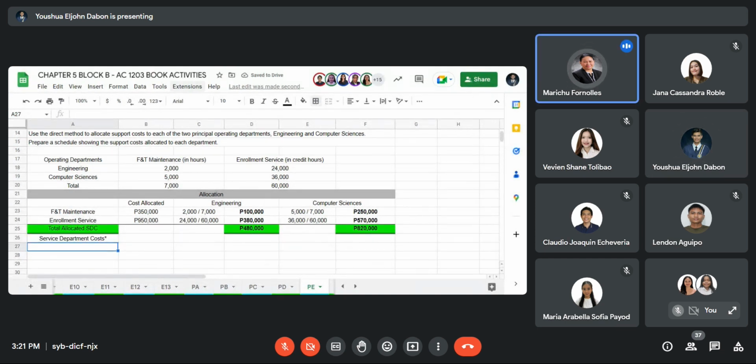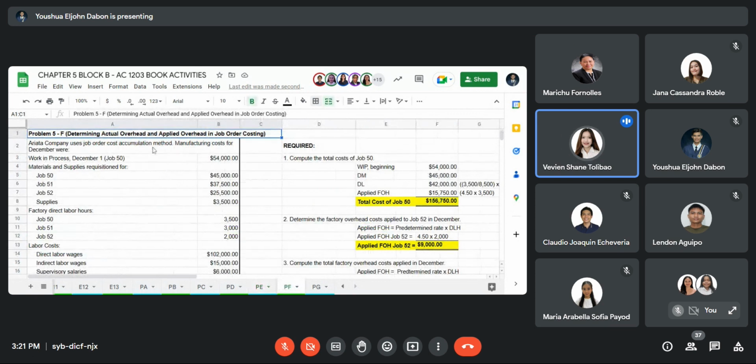Okay, next. Let's go to problem 5F. So I'll be presenting problem 5F, Miss. Okay. Aryata Company, let's start. Aryata Company uses job order cost accumulation method. Manufacturing costs for December were work in process December 1 for job 50 is $54,000.